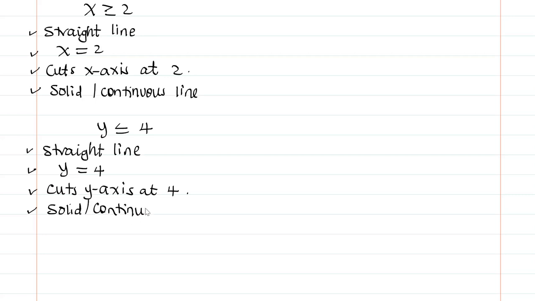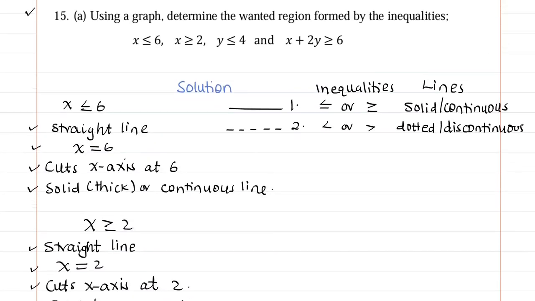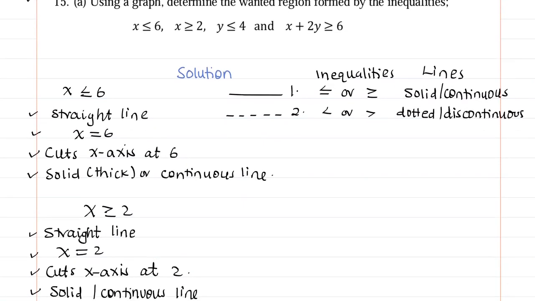It is good for you to do separate analysis like this. What is a continuous line? And then finally, the last inequality is x plus 2y is more than or equal to 6.